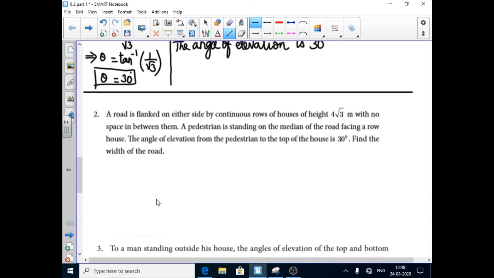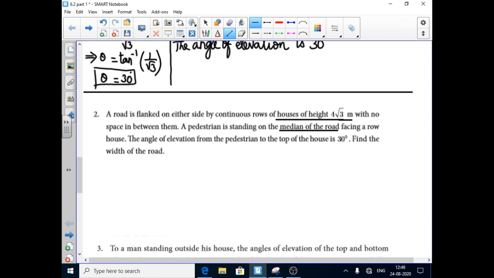So a road is flanked on either side by continuous rows of houses. So on this side and that side of the road, continuously there are houses. The height of the houses is 4 root 3 meter. With no space between them. A pedestrian is standing on the median of the road. Standing in the middle of the road and looking, facing a row house. On both sides he can see only houses.